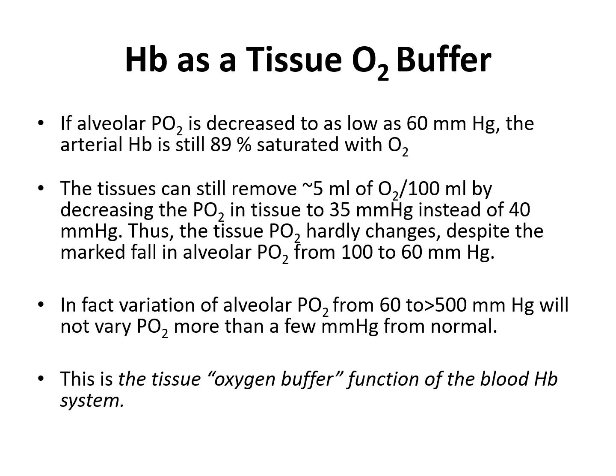So the PO2 doesn't have to change that much in order to maintain a physiological situation. And in fact, if the alveolar PO2 changes between 60 to 500, you find hardly any change in the tissue PO2 from normal. And this is what we call the oxygen buffering function of the hemoglobin. This is thanks to its sigmoidal curve.